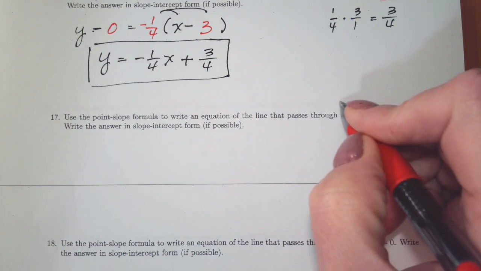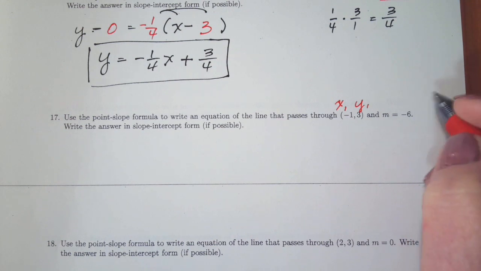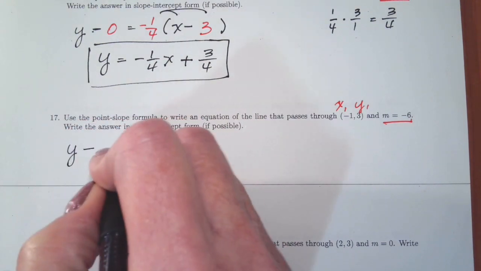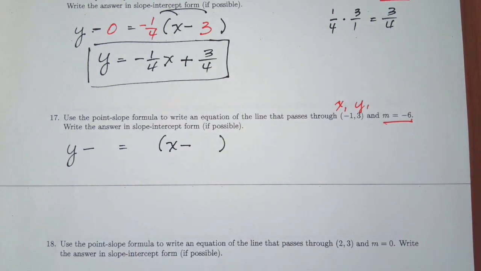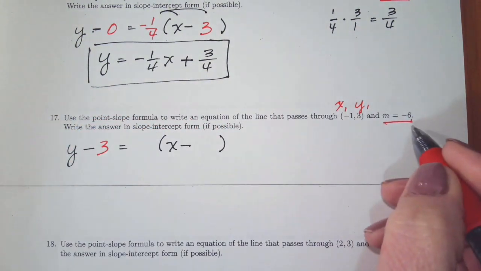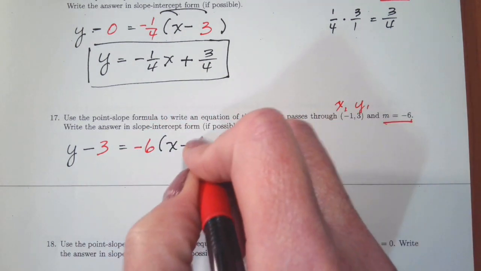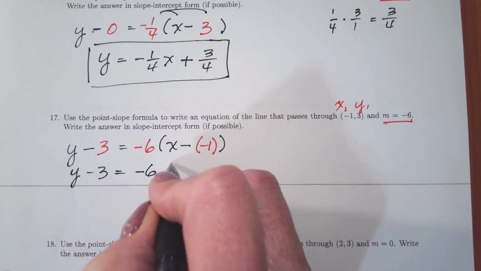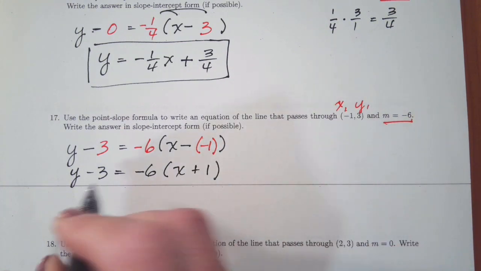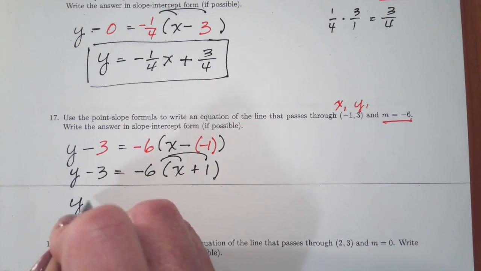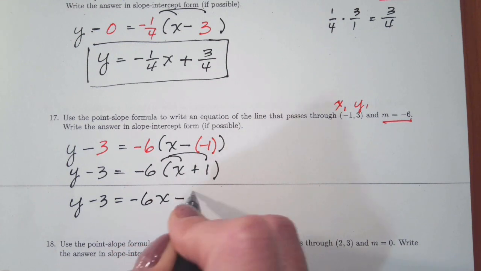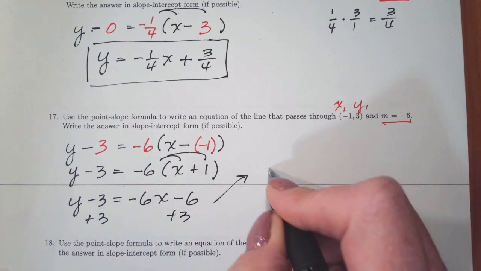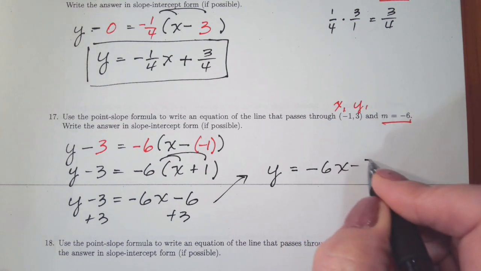Okay, so we've got an x1 of negative 1, a y1 of 3, and a slope of negative 6. Sorry about the line through this. So y minus something equals something times x minus something. So y1 is 3, m is negative 6, and x1 is negative 1. So that becomes y minus 3 equals negative 6 times x, subtracting a negative is the same as adding. I distribute and I get y minus 3 is equal to negative 6x minus 6. Add 3 to both sides and I get that y is equal to negative 6x minus 3.